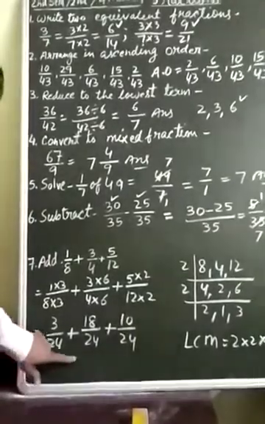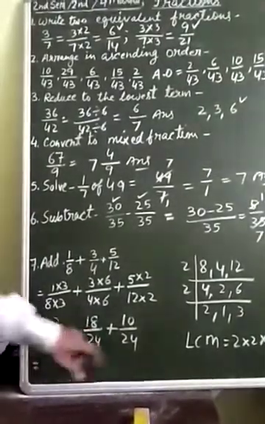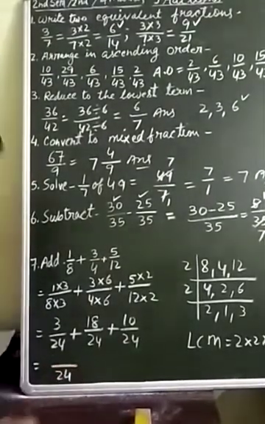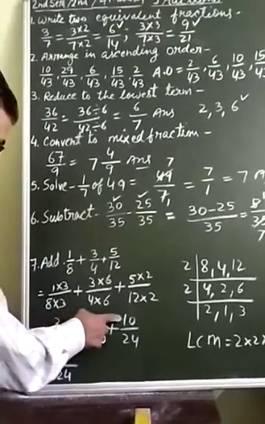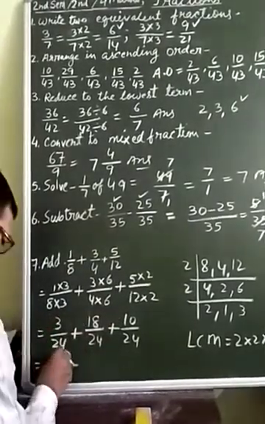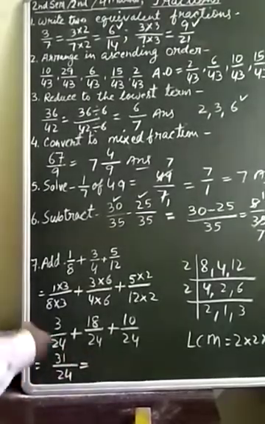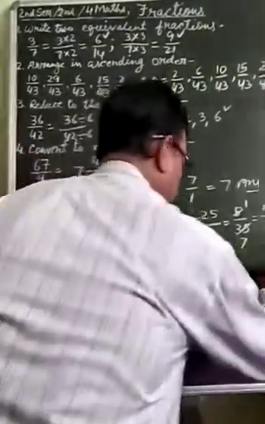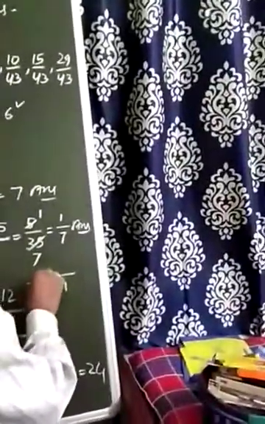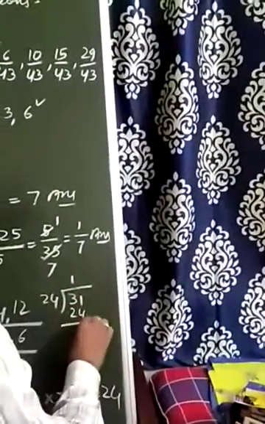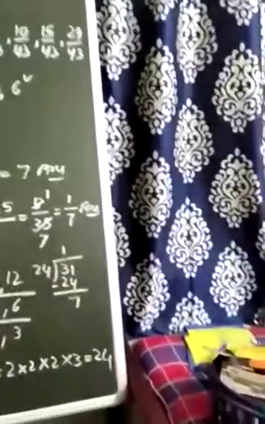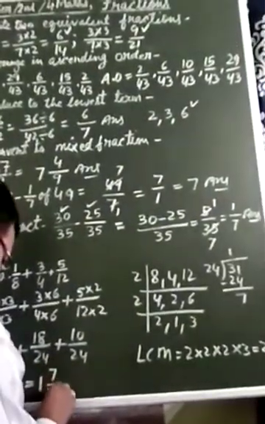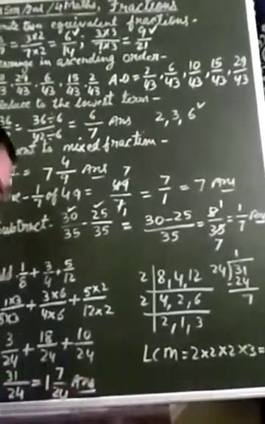Now they are like fractions because their denominators are same. Now down below you write the common denominator 24 and add up the numerators. 10 plus 18, 28 plus 3, 31. 31 by 24, change them into mixed fraction. Divide 31 by 24. One 24 is 24, subtract, 7. So answer will be 1 whole 7 by 24. This is the answer.